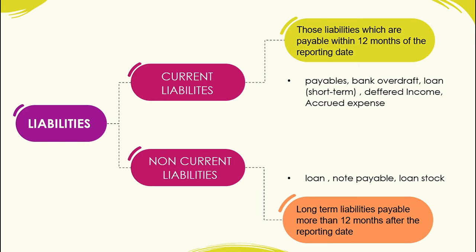Current liabilities are those liabilities which are payable within 12 months of the reporting date, such as payables, bank overdraft, loans, deferred income, and accrued expenses. Non-current liabilities are long-term liabilities payable more than 12 months after the reporting date, such as long-term loans, notes payable, and loan stock.